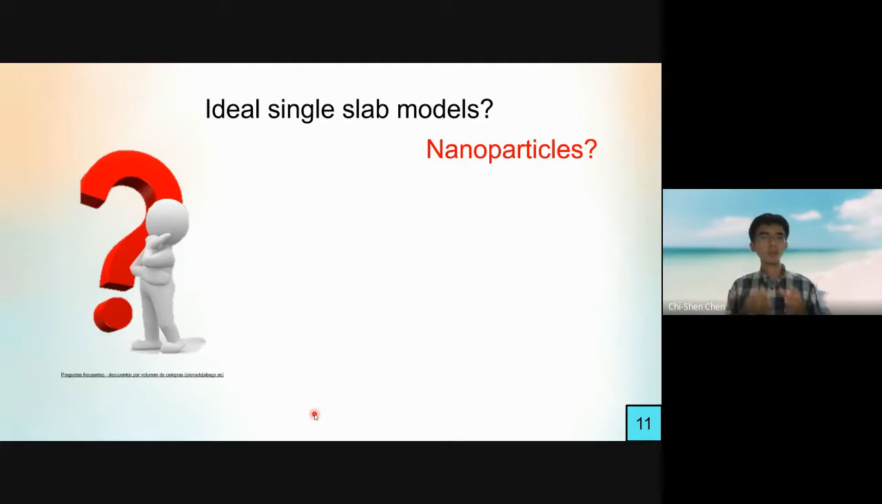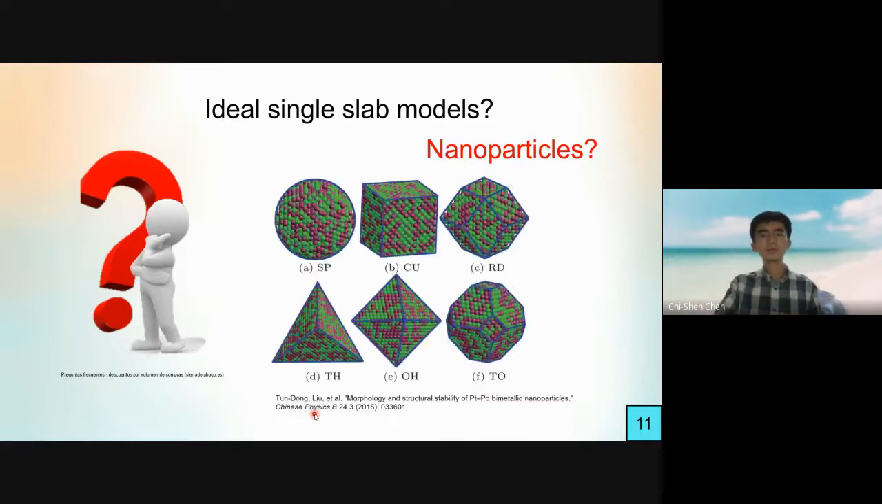maybe we should build the nanoparticle models. But which size to choose and which shape to choose? According to Tangdong Liu et al., they built these 6 shapes of nanoparticle models for simulations. Then we start to think which to choose and how to build them.